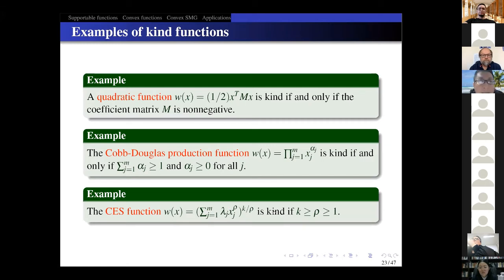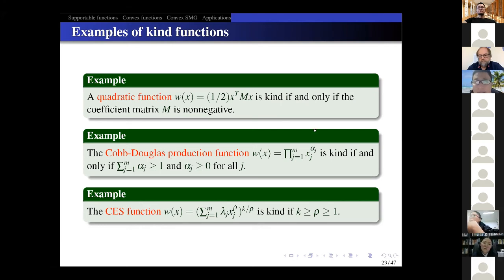And you may wonder whether this kind of function is popular or not. Can we give some examples? It turns out there are lots of this kind of functions. It's quite popular, and many functions that are frequently used in economics, in management science, are actually kind cooperative functions. For example, a quadratic function is kind if and only if all its coefficients are non-negative.